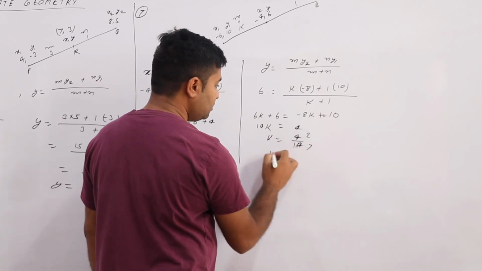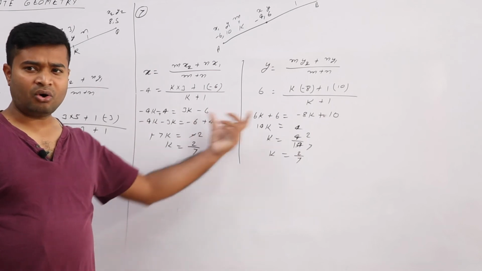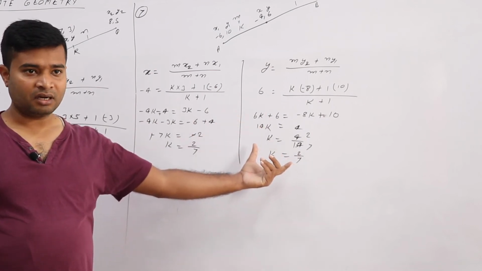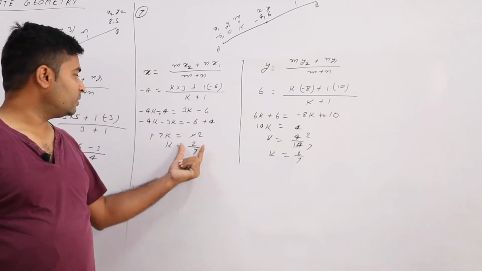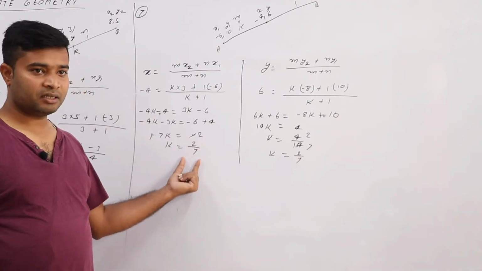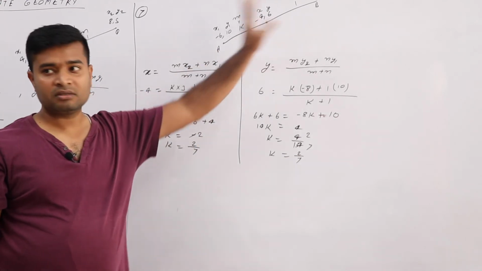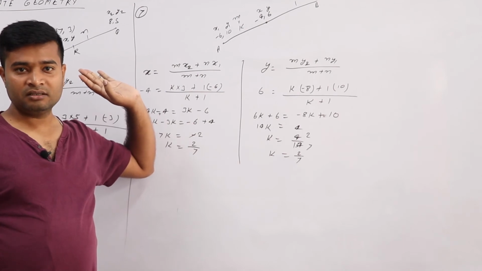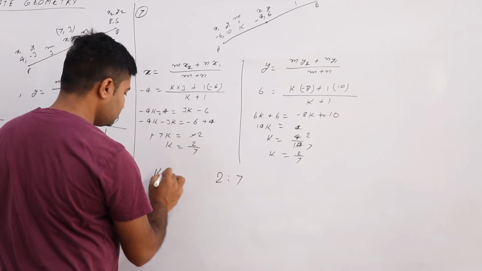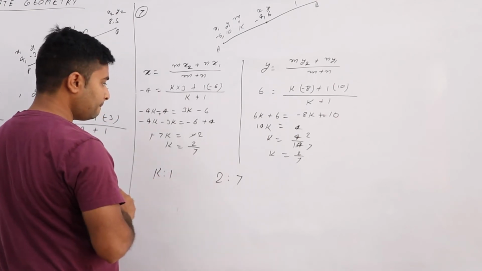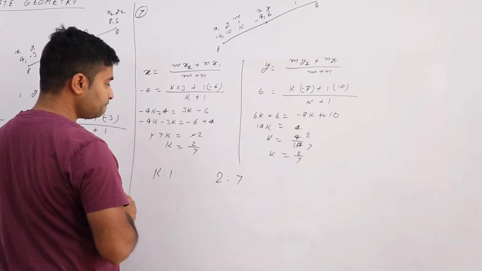Right? Yes, sir. So k is equal to 2 by 7. Either you solve this side or this side, the answer is the same. The value of k you will get the same. So now which one do you get? You get 2 by 7. So here you will write the ratio 2 is to 7.